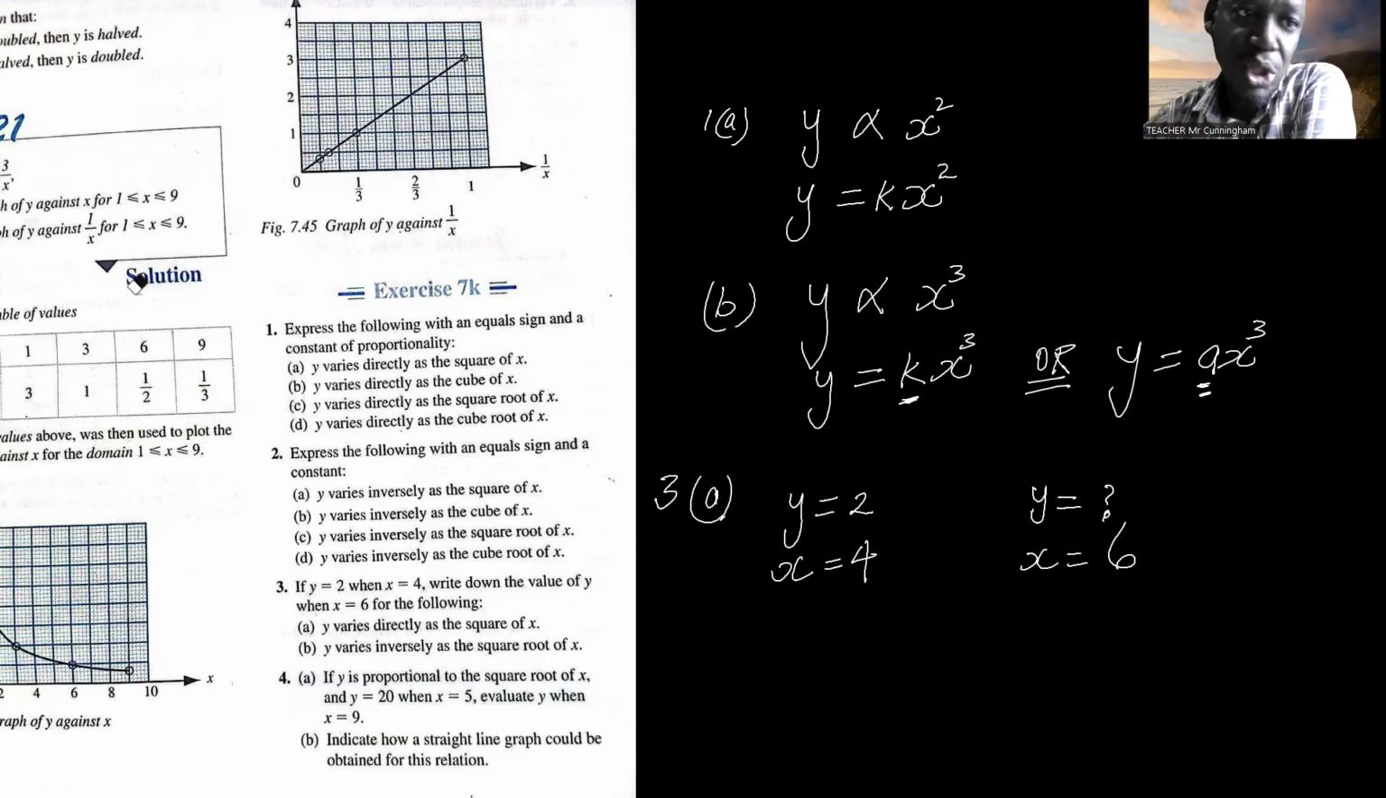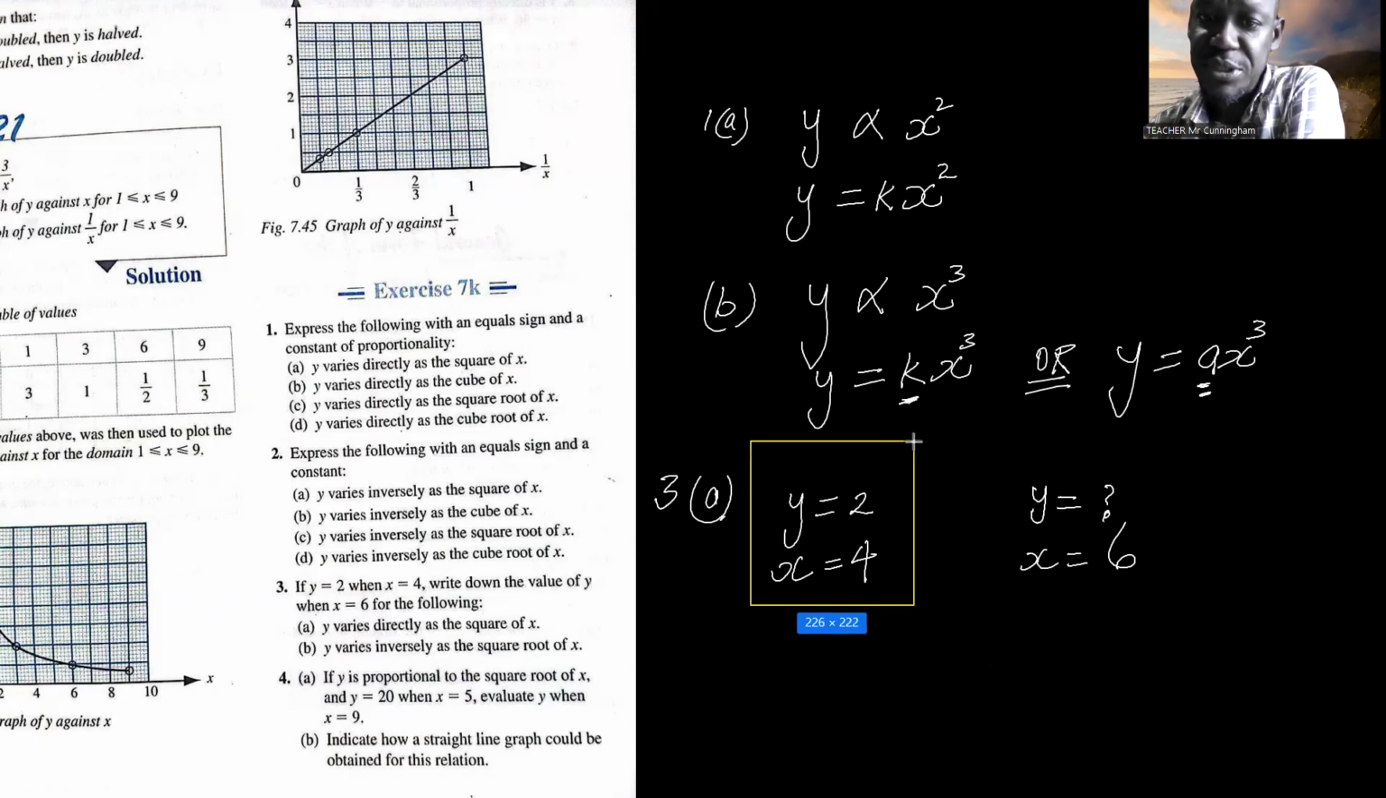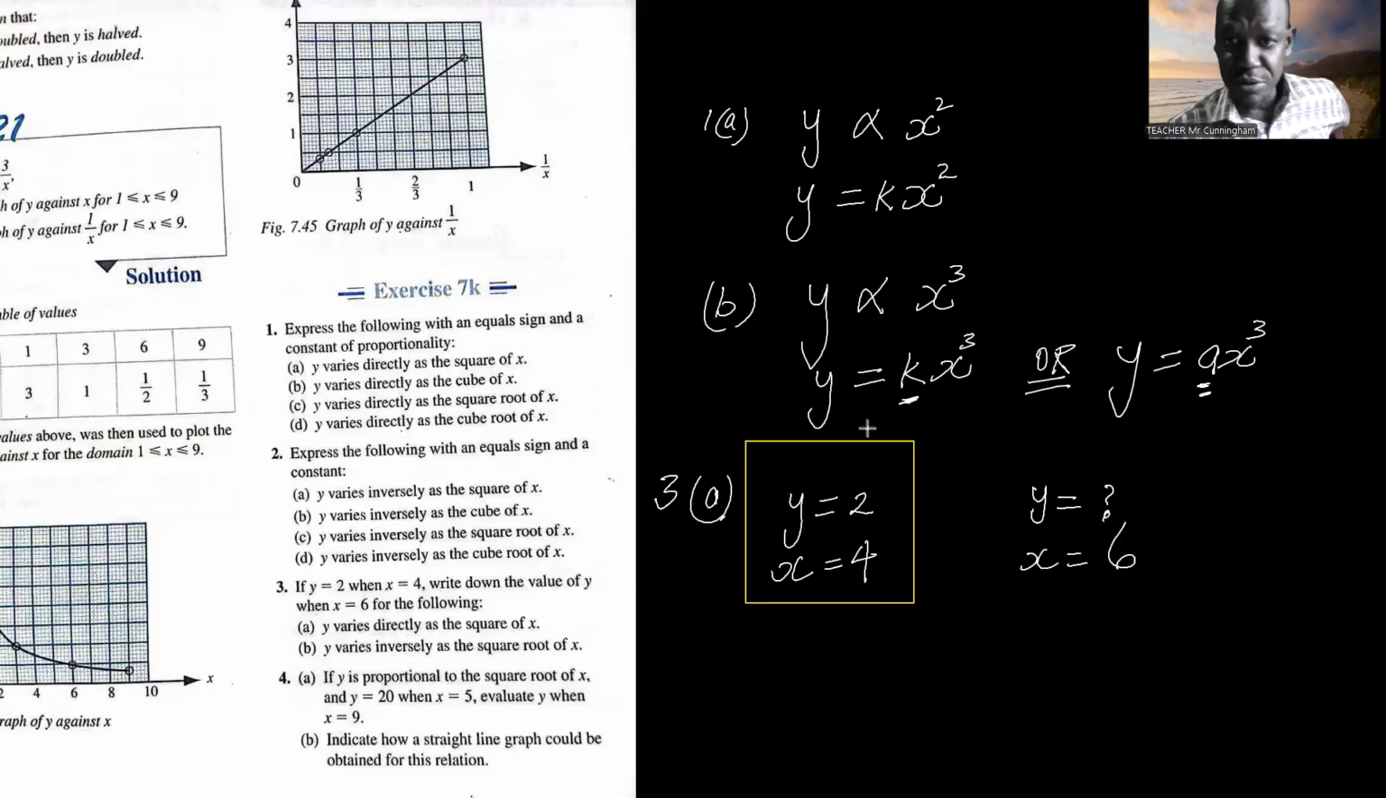So in this case, look at what you have already, and that would be this. You're going to take what you have when y is equal to 2, x is 4. So you're going to write, they already told you y varies directly as the square of x. So that means y is equal to k times the square of x. Anybody lost?